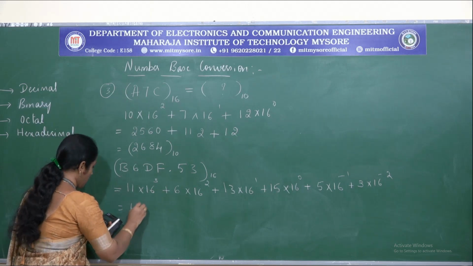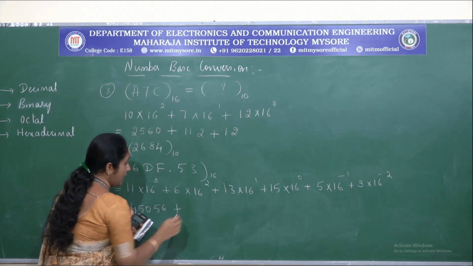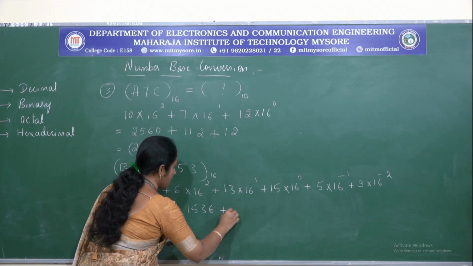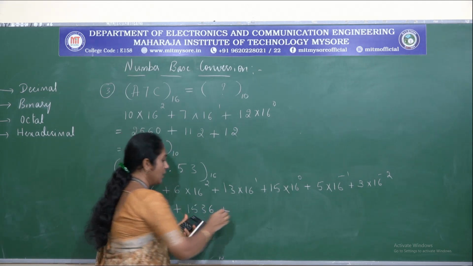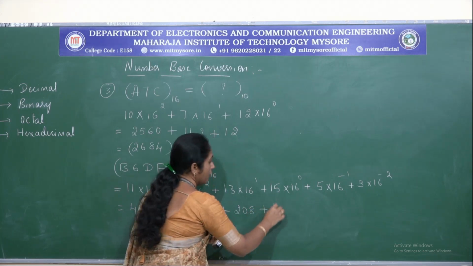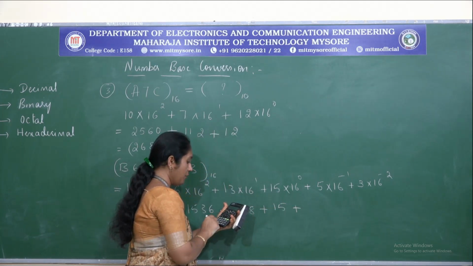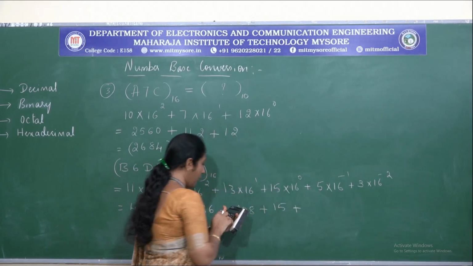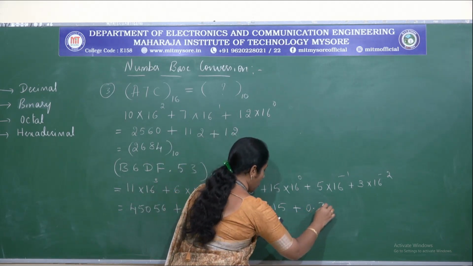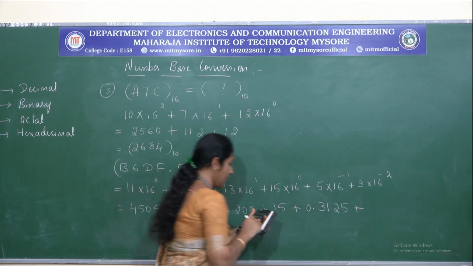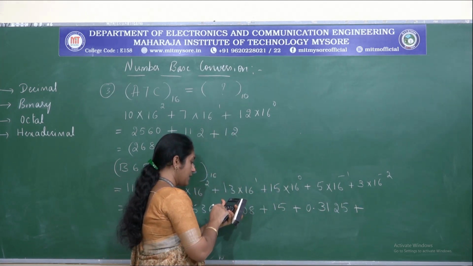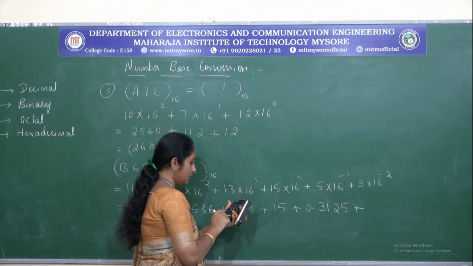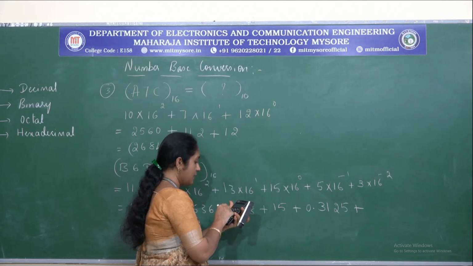is 45,056, plus 6 into 16 square is 1536, plus 13 into 16 is 208, plus 15, plus the fractional part: 5 divided by 16 is 0.3125, plus next is 3 divided by 16 square.